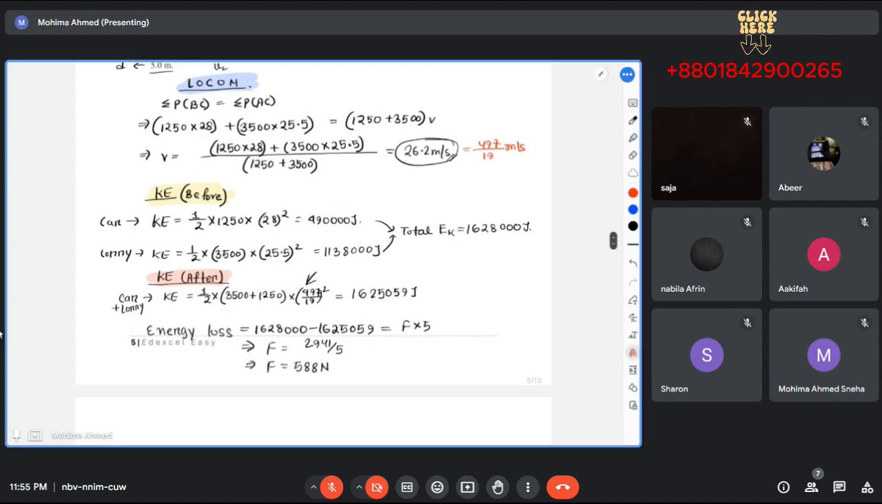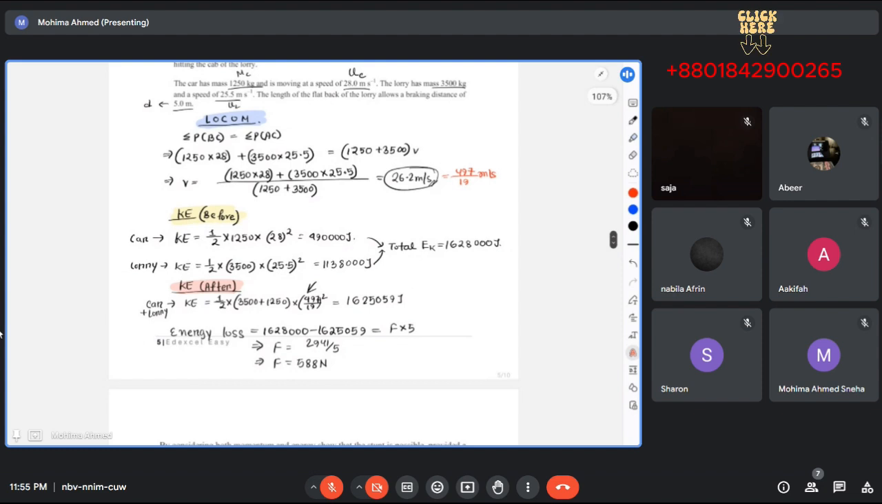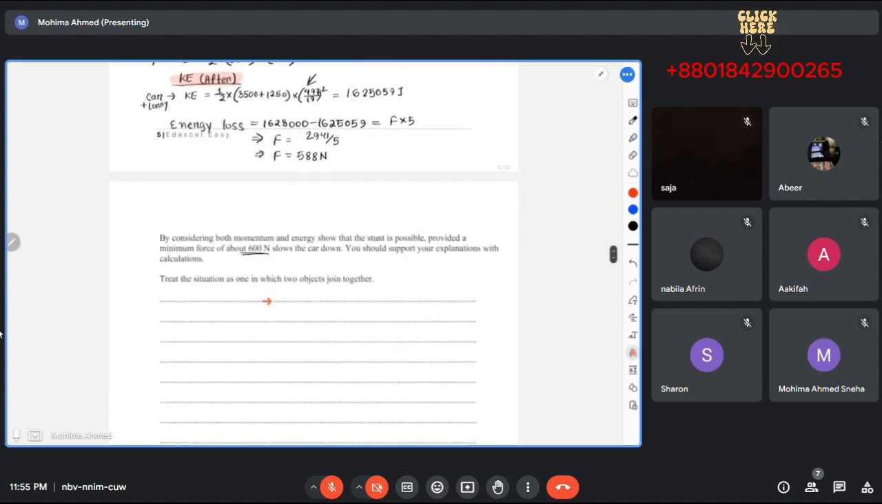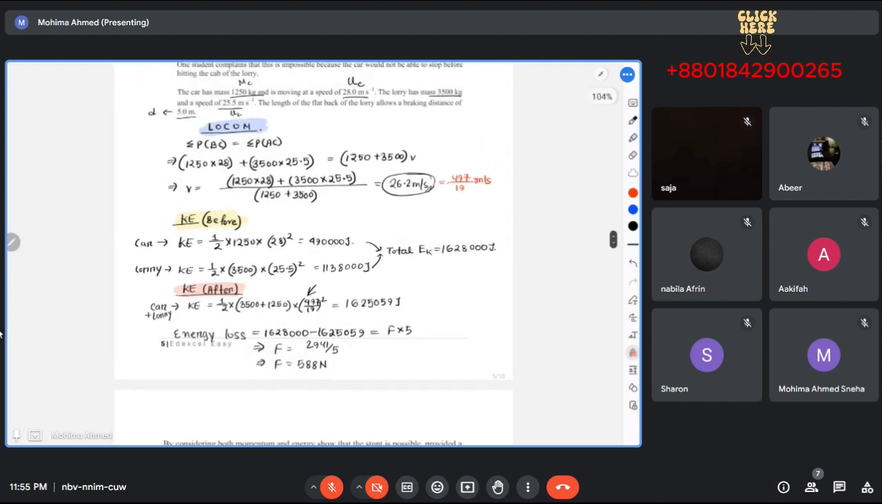This was the entire working for the answer, by the way. There's nothing else to explain. This is your entire solution. This is the answer. So you guys have to write this answer in the given space. Is there any question from any one of you for this question 17?